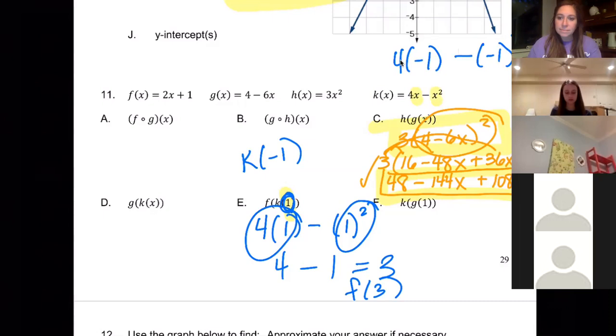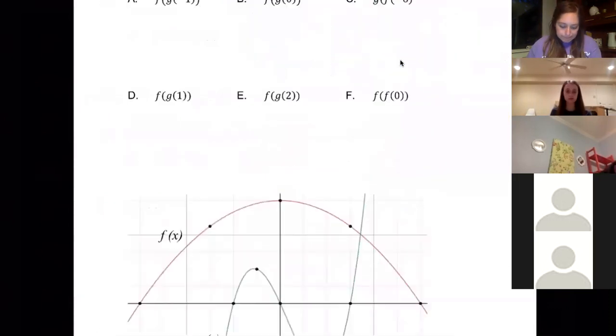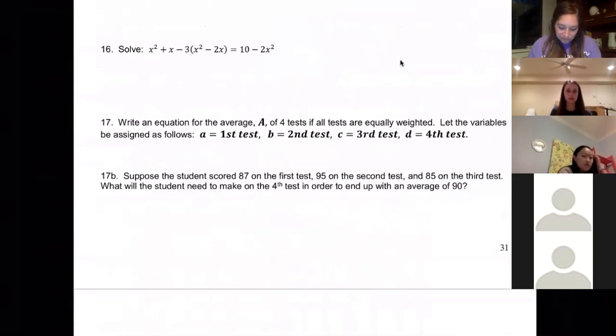Would you please do 17B? I got the right answer, but I don't think I did it the same way it said on the review. So I want to know how you did it. Okay, suppose the student scored 87, 95, 85. What will the student need to make to end up with an average of 90?